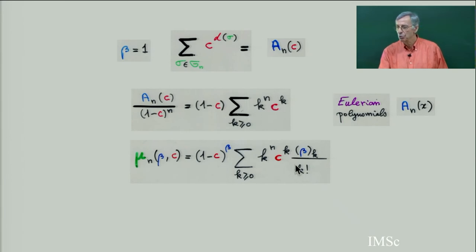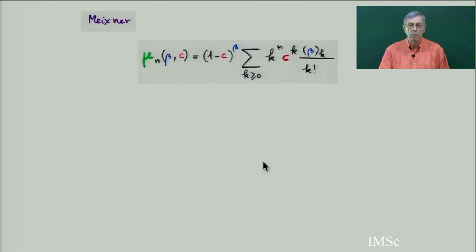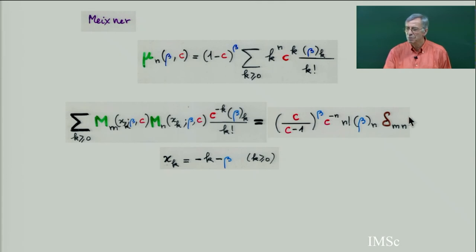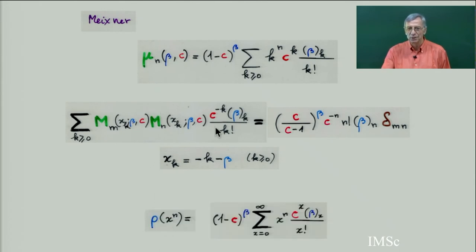If you admit these two formulas, the explicit formula, there is no more summation over permutations. So this is the moment of the Meixner. If I go back to the Meixner with the change of variable I have done, if you remember the discrete orthogonality of the Meixner, and if I take the linear functional defining the orthogonality, this summation, if you compare this and this, it's exactly the same if you change the variable x with k.